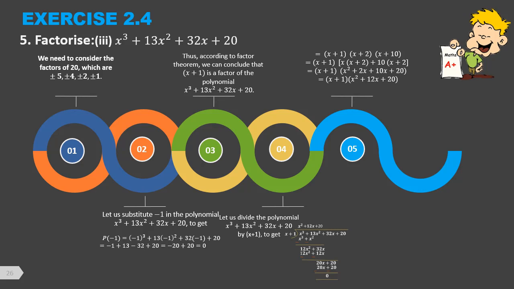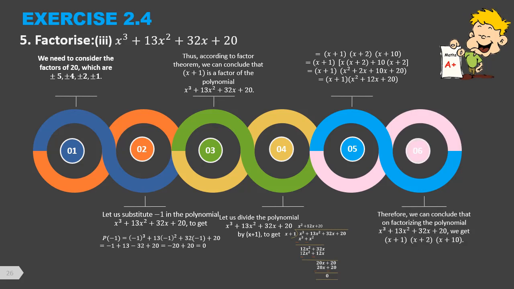When we factorize this polynomial by using splitting of the middle term, the factors are 2x and 10x. Taking common x, that is x plus 2, and taking common 10 in the last two terms, then 10 bracket x plus 2. We take common x plus 2, giving x plus 2 and x plus 10. So these are the linear factors of the cubic polynomial. Hence, this cubic polynomial can be expressed as x plus 1 into x plus 2 into x plus 10.